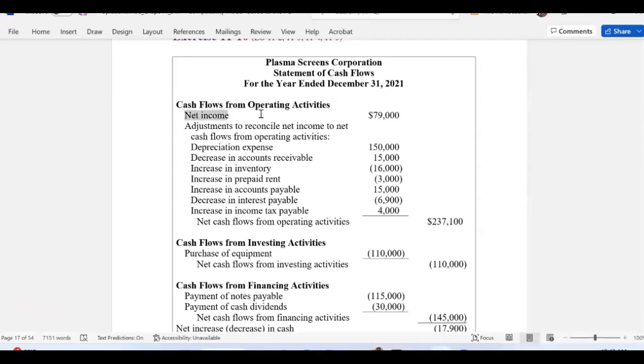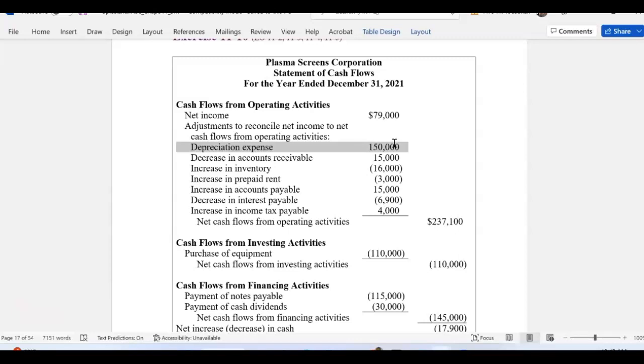You pick up the net income from the income statement, $79,000. You put it at the top with the dollar sign. And then you go through the steps. Remember, I said there are 4 steps. Step 1, any depreciation or amortization expense in the income statement, you add it back.